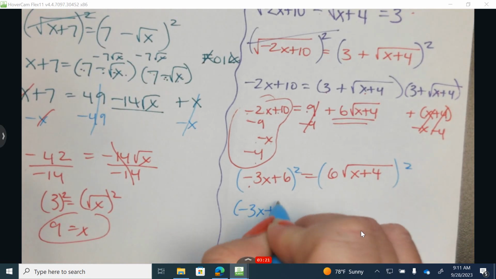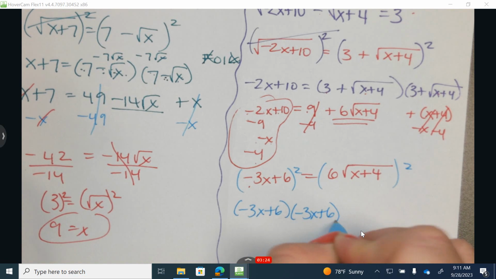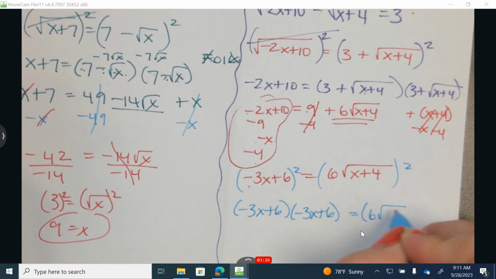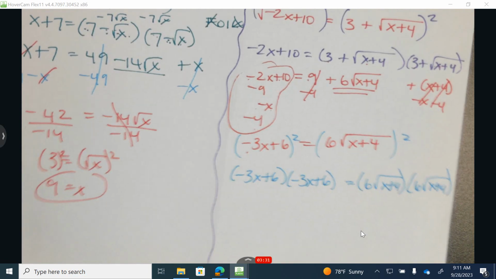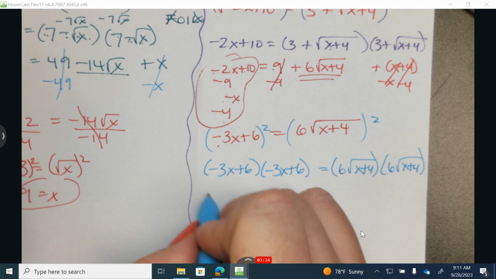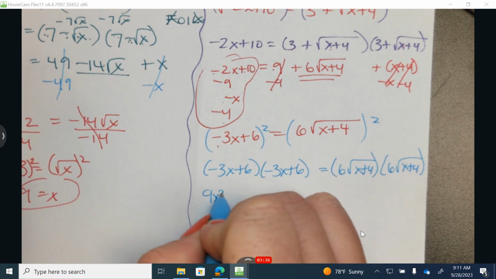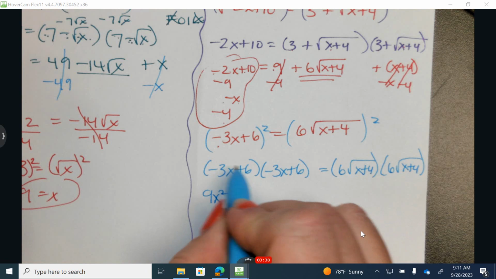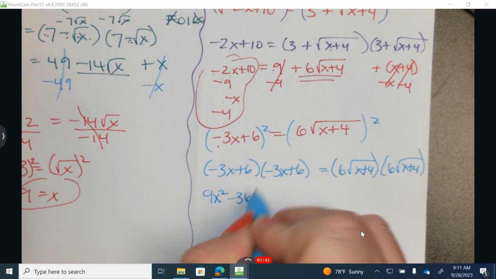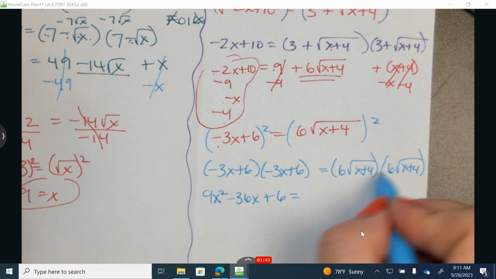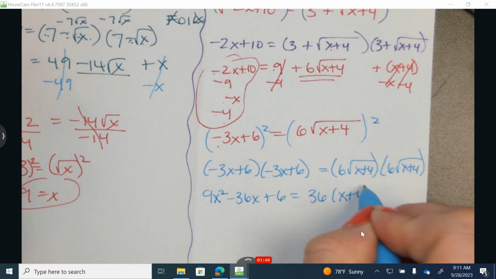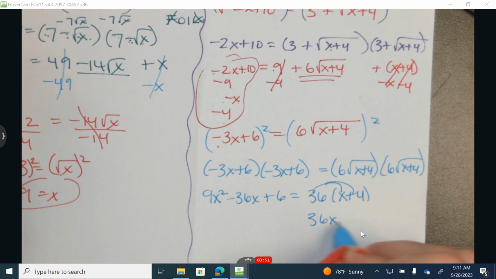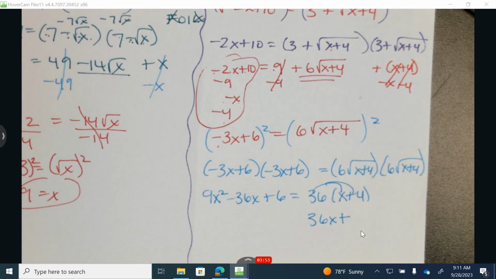Negative 3x plus 6 times negative 3x plus 6, and 6 times the square root of x plus 4 times 6 times the square root of x plus 4. Okay, on the right-hand side, we are going to FOIL this out. Negative 3 times negative 3 is 9. I have negative 18x and negative 18x, and 6 times 6 is 36, and the square root of x plus 4 times the square root of x plus 4 is just x plus 4. Distributing the 36, now 36 times 4, what does that give you? 36 times 4 is 144.